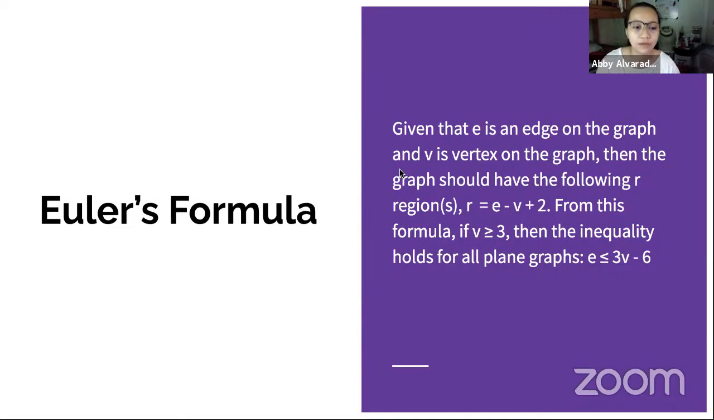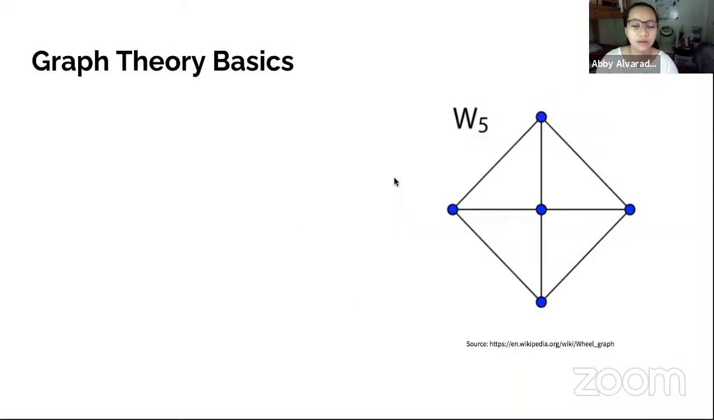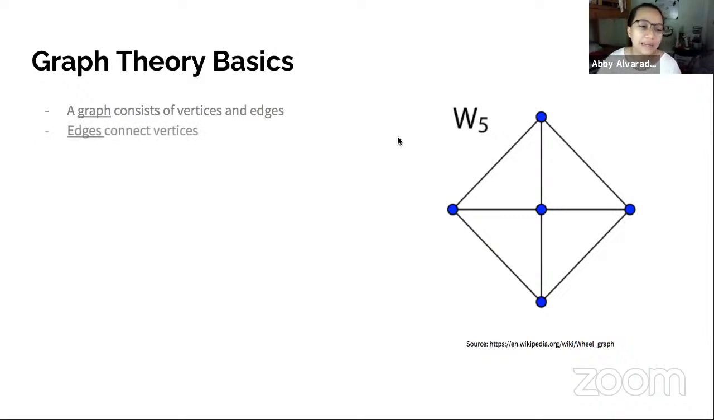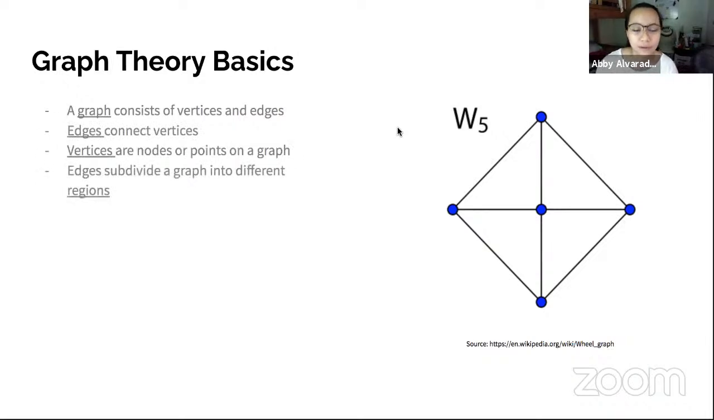Now, before we get into the research further, the author briefly discussed a few terminologies. So first, a graph consists of vertices and edges. So the graph on the right is called a wheel graph of 5 vertices because it looks like a wheel. Next, the edges connect the vertices, and the vertices are the nodes or points on a graph. So the edges are the black lines that connect the blue dots, and the dots, quote unquote, are the vertices.